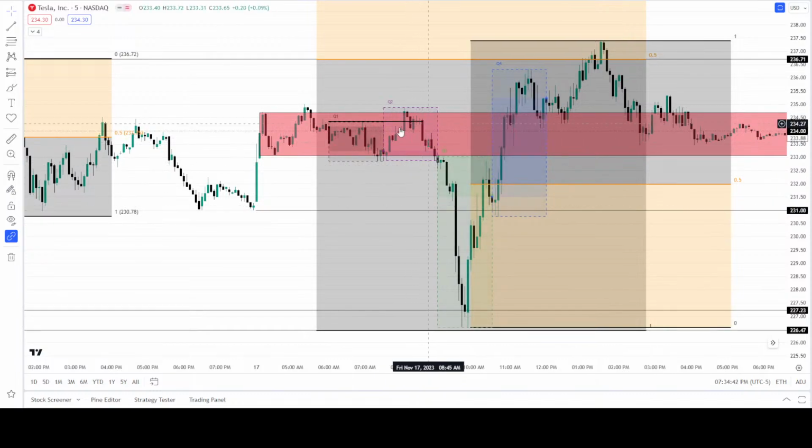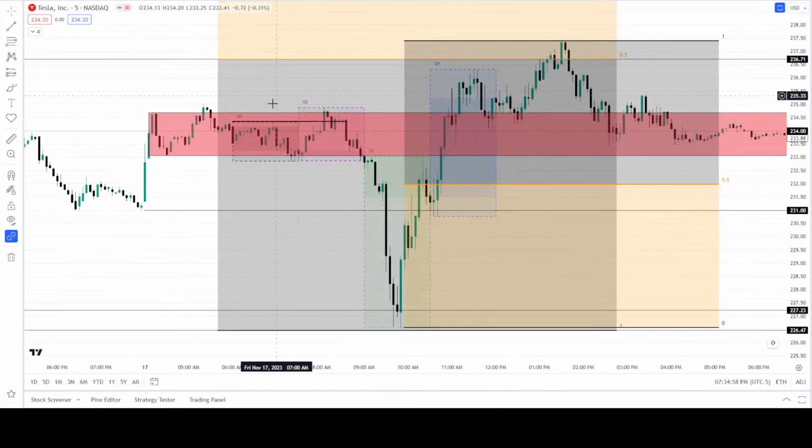really, in this kind of situation, you're looking to catch just the distribution leg. So in this case on Tesla, it would have been 233, and it went all the way down to 226. So that's a nice example of a New York AM session kill zone, where it gave us accumulation, manipulation, distribution.